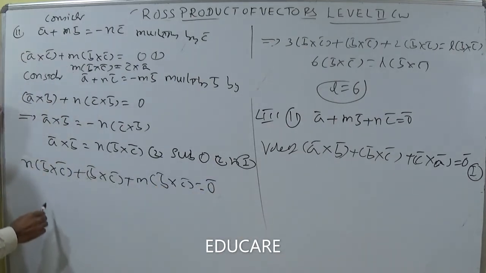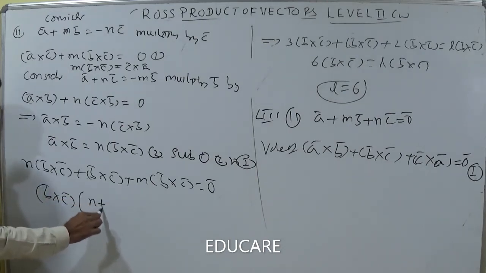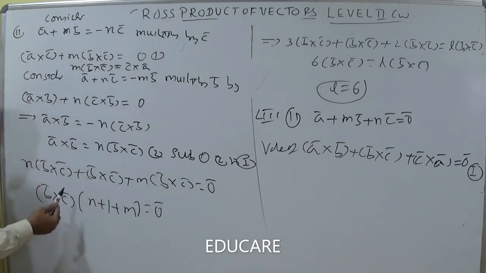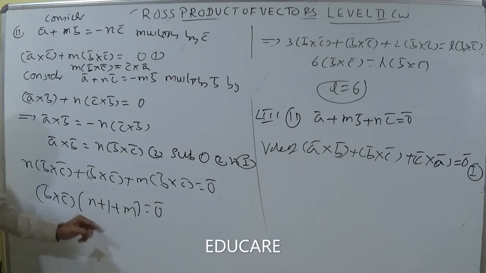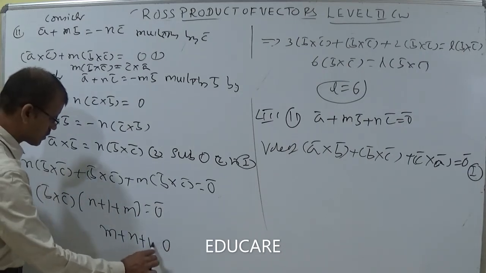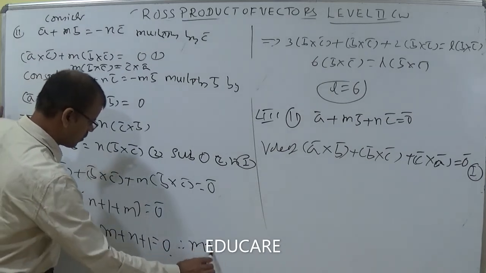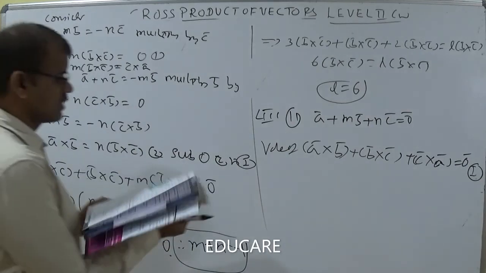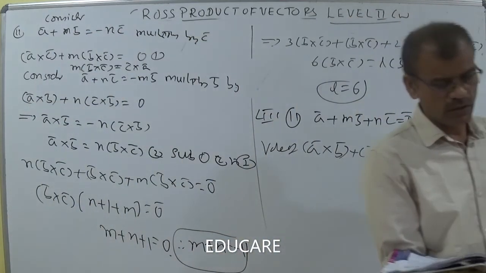If we take B bar cross C bar common overall, then you can write N plus 1 plus M is equal to 0 bar. If the product of two quantities is equal to 0, one of them should be equal to 0. B cross C is not 0, so N plus 1 plus M is equal to 0, that is M plus N is equal to minus 1. M plus N equal to minus 1 is the option. The same model we discussed.